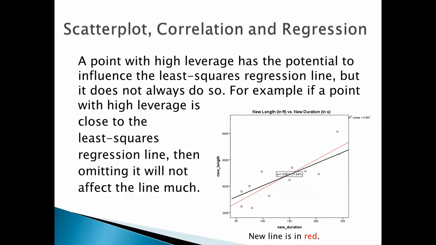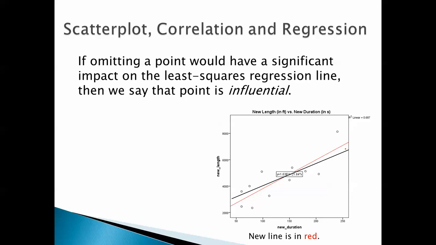So, for example, if instead of being up here, your new point was over here, that would be right on the least squares regression line. So forget about that red line. Your new least squares regression line would be pretty much the same as your old one, because you're adding a point that's right on the least squares regression line.